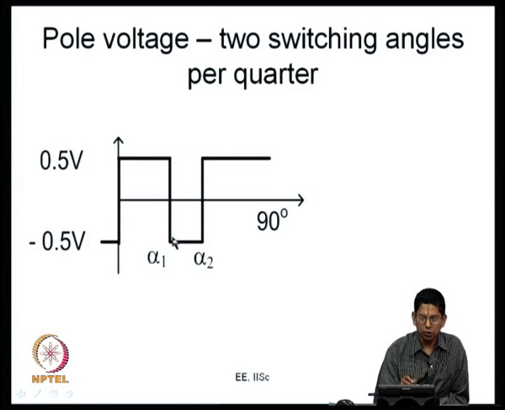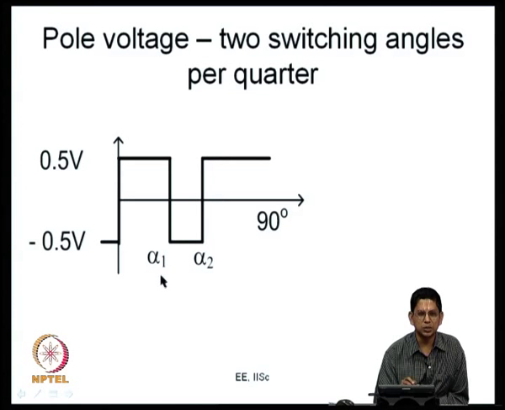That is why we have been focusing on this 2 switching angle problem. The pole voltage here has only 2 switching angles, alpha 1 and alpha 2, that I have indicated here. The waveform is quarter wave symmetric, so the next quarter is a mirror reflection of this. Then it is half wave symmetric, and then there are 3 phase symmetries. So, it is only 2 switching angles.